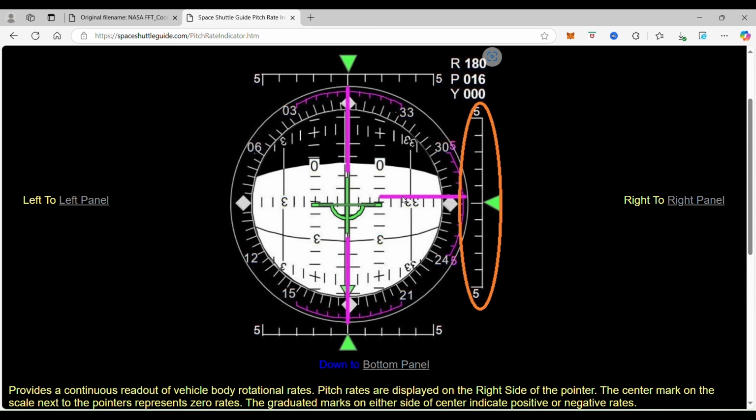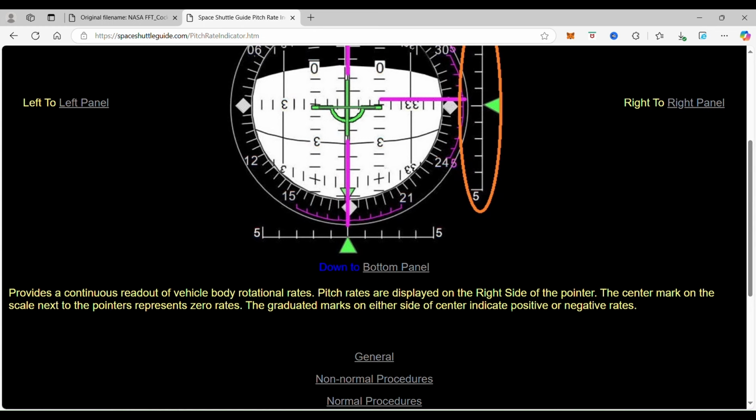right here, the pitch error needle would go to a position and say, okay, now fly 2 degrees above the horizon. That's what this error needle will do. Now this is the rate needle, and that's telling you, okay, pitch up 1 degree per second and hold it there. So that's what we're talking about.